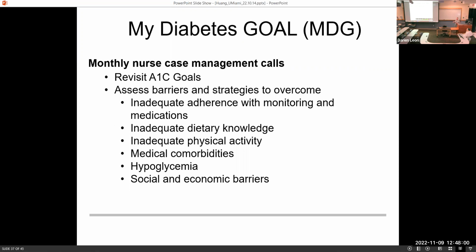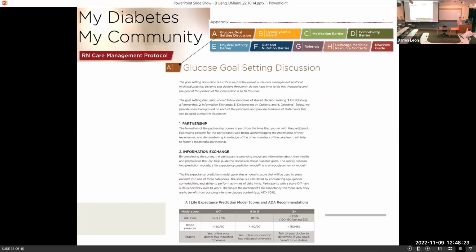But once a goal is selected, we are like any other randomized control, any other kind of diabetes quality improvement or care improvement effort. We try to get the person to that goal by affecting their monitoring, their adherence, dietary knowledge, physical activity, addressing comorbidities, and then trying to address social and economic barriers, especially with Community Rx. So these are some of the components. This is actually the fancy protocol that our nurses receive when they're in training to do the My Diabetes Goal section of the trial.